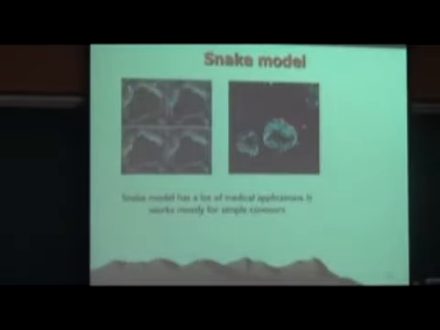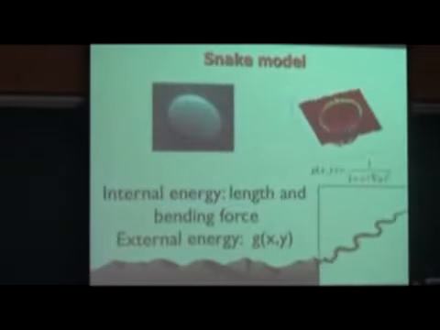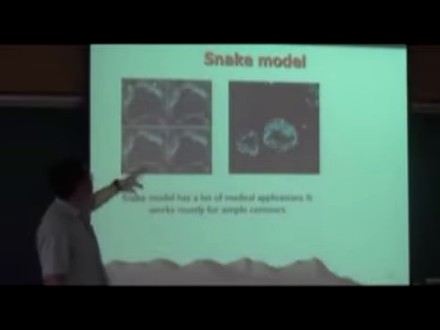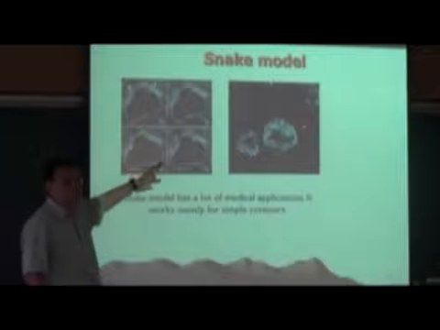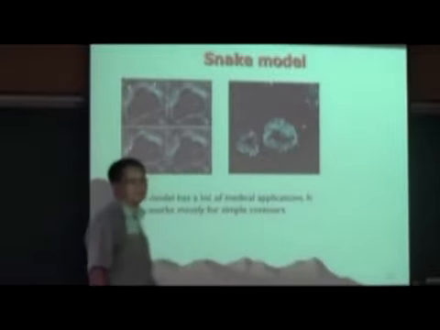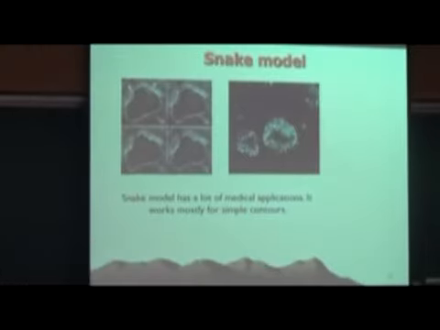So the variational model is very easy to implement. We can even talk more a little bit later about how to implement it. But mostly it only works with simple curves. So you start with a big curve, shrink, and stop here. It's also computationally fast, but mostly it doesn't work for very, very complicated curves.